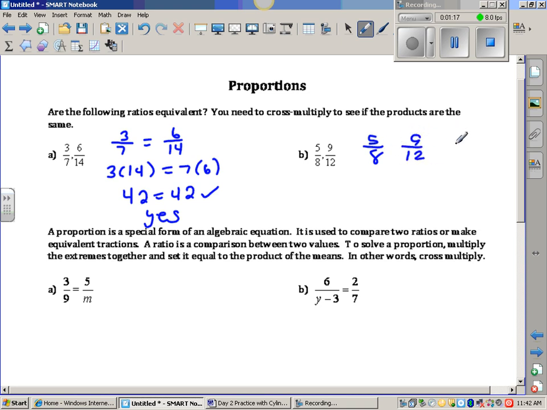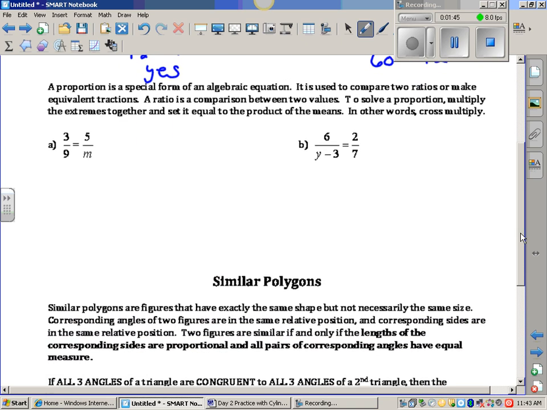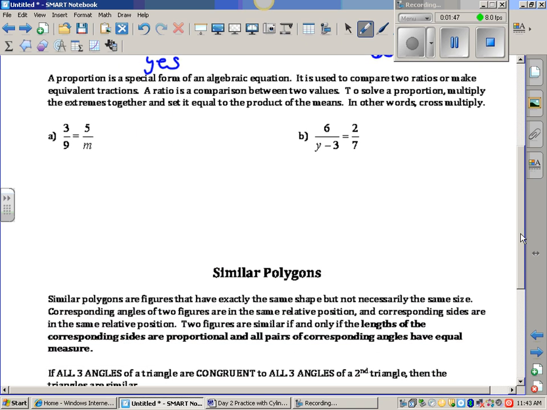If you're good at reducing, you'll notice that 5/8 will stay 5/8. You can't reduce 5/8, but you can reduce 9/12 by 3, which turns into 3/4. Those do not reduce down to equivalent fractions, so they're not going to be equal to each other. But if we want to stick to cross multiplying, we're just going to do this quickly. 5 times 12 is 60, and 60, of course, does not equal 72. We're going to use that same idea of cross multiplying when we get to these proportions.